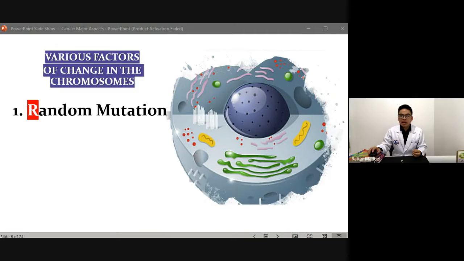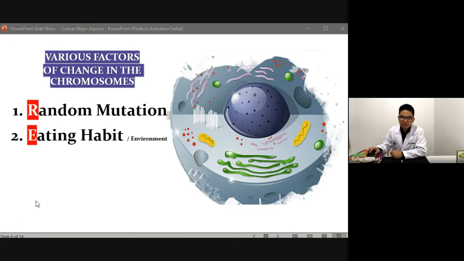will become unhealthy. Another factor is eating habit or environmental. It could be due to the infectious kind of agents that enter our system. Number three, viruses. Viruses can also change the chromosome sequence into something else that will trigger it to become a cancer cell. So the changes in the nucleus are related to chromosomes. They are related to DNA.